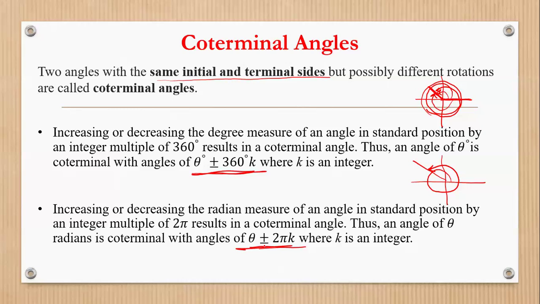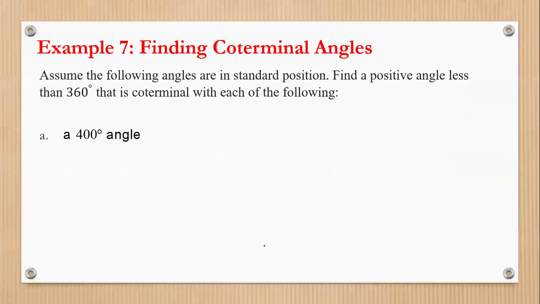So we can find as many coterminal angles as we want for every angle, because in trigonometry, for angles, we can have as many rotations as we want. For example, in this example, it says, assume we have a 400-degree angle. It's in a standard position. And you want to find a positive angle, which is less than 360, and that's coterminal with this angle.